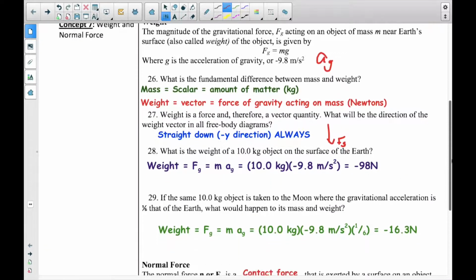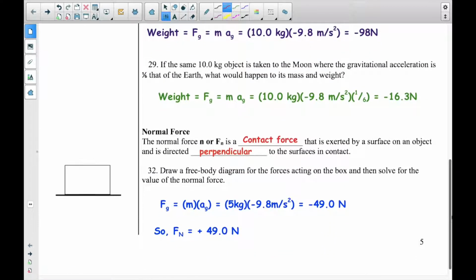What if, though, we take that object and we go to the moon? On the moon, the gravitational pull is 1/6 that of the Earth. Well, if the gravitational pull is only 1/6 of what we have on the Earth, then we're going to take its weight on the Earth and divide by 6 or multiply by 1/6, and that's going to give us negative 16.3 newtons. So whereas something weighs 98 newtons on Earth, on the moon, it only weighs negative 16.3 newtons.